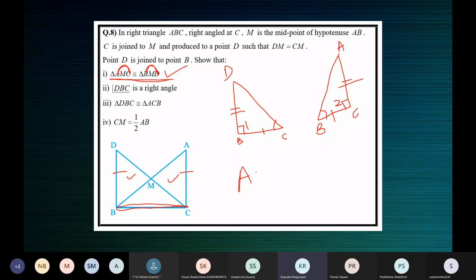DC is equal to AB, CPCTC. Since the triangles are congruent, their hypotenuses are equal. Divide by 2 on both the sides. DC by 2 is equal to AB by 2. What is DC by 2?